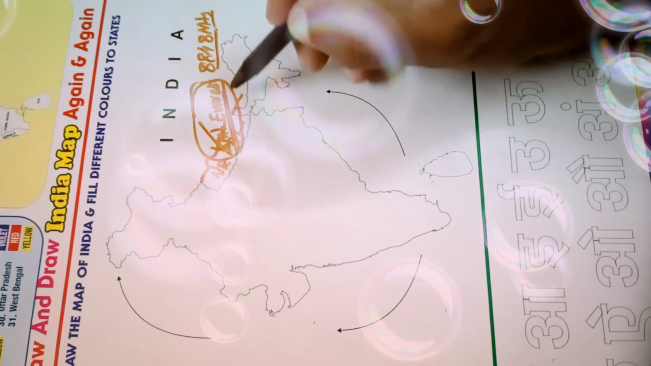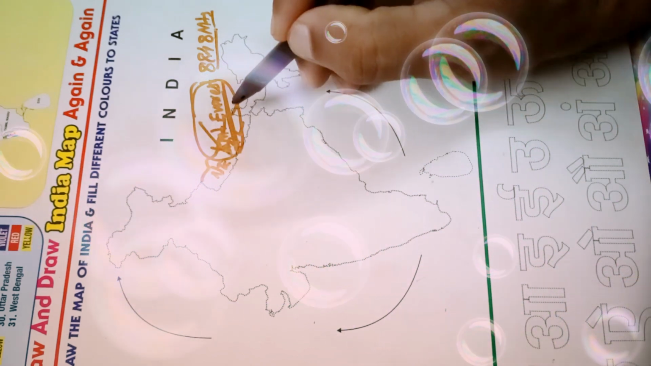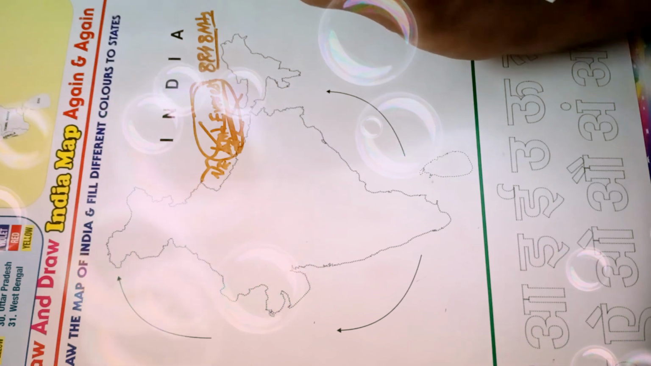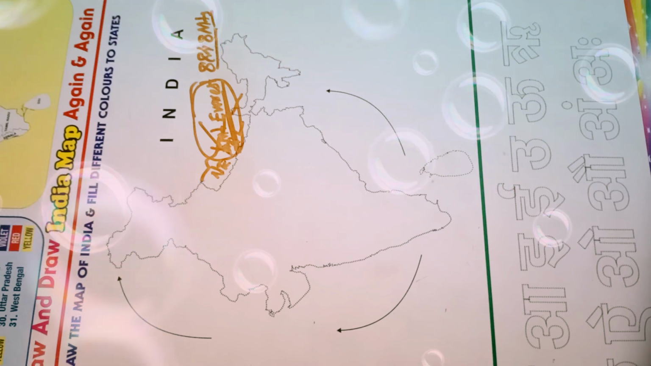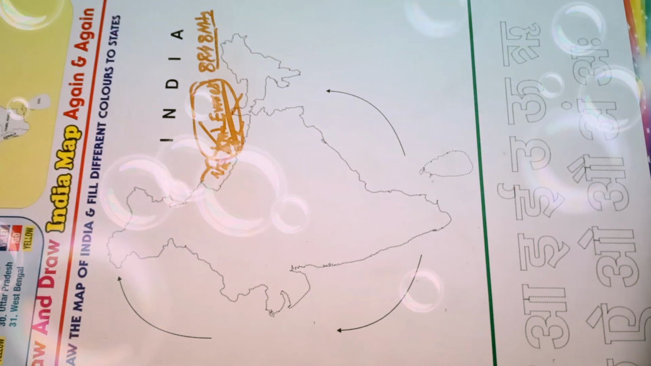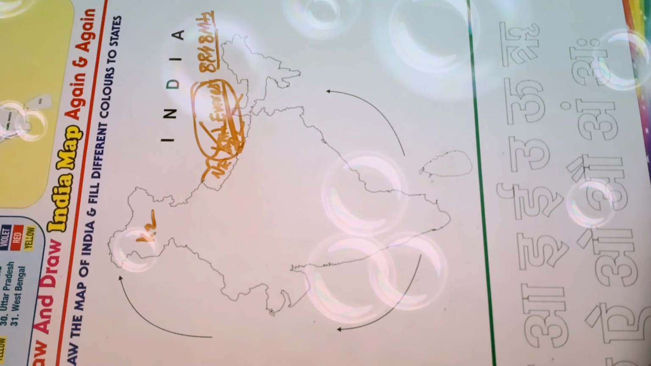And in India also there are so many peaks. For example, Kanchenjunga, that is in India, 8,598 meters height. And Mount K2, which is otherwise known as Godwin Austen, is the second highest mountain in India.